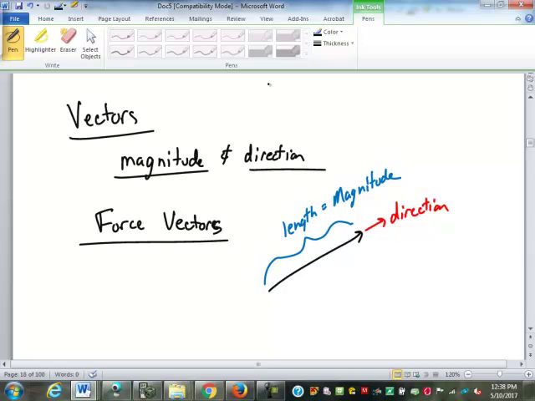And the cool thing about force vectors is geometrically they actually work out. So you can use your laws of geometry on them as well as having to use trig. And I'll show you some examples of that at some point here.